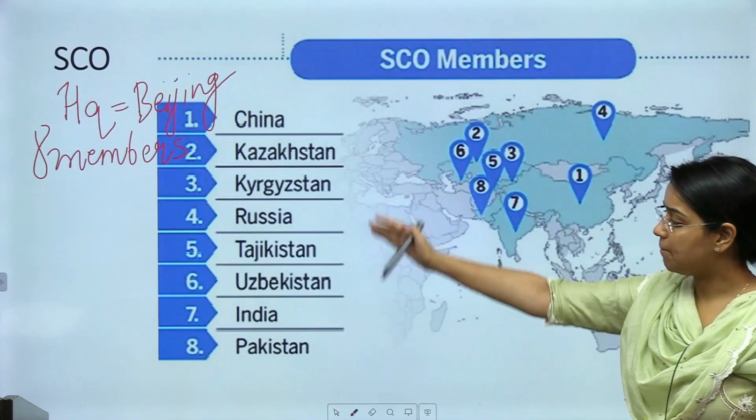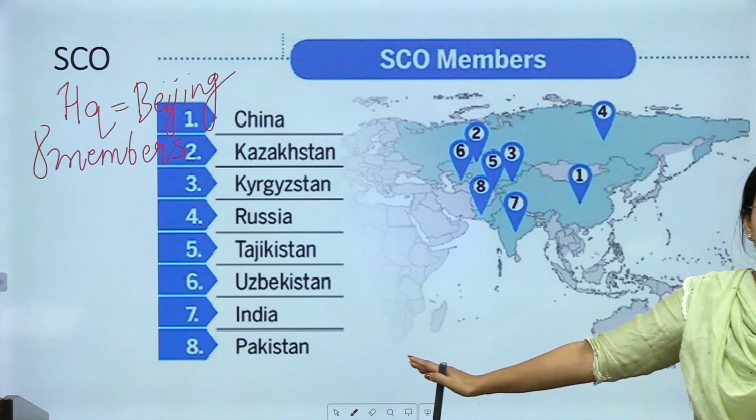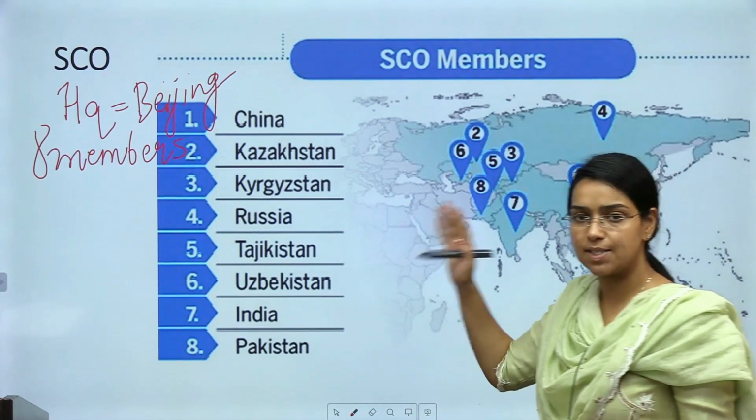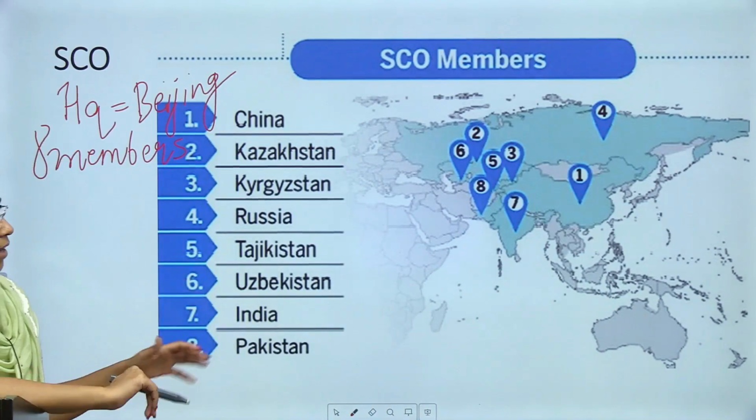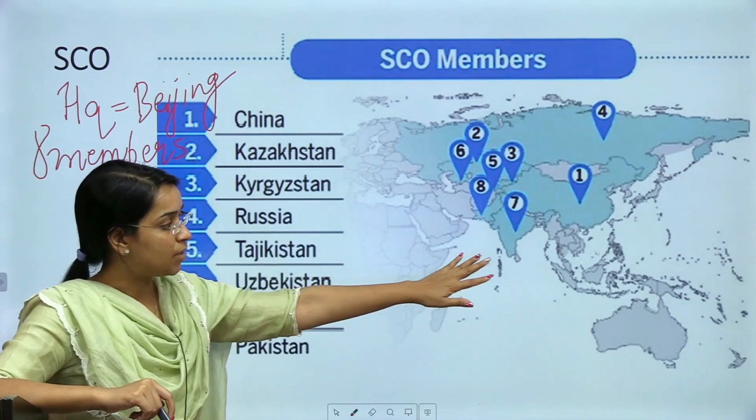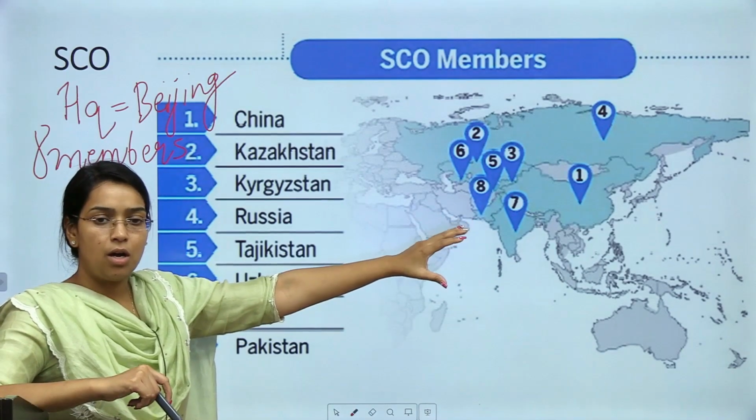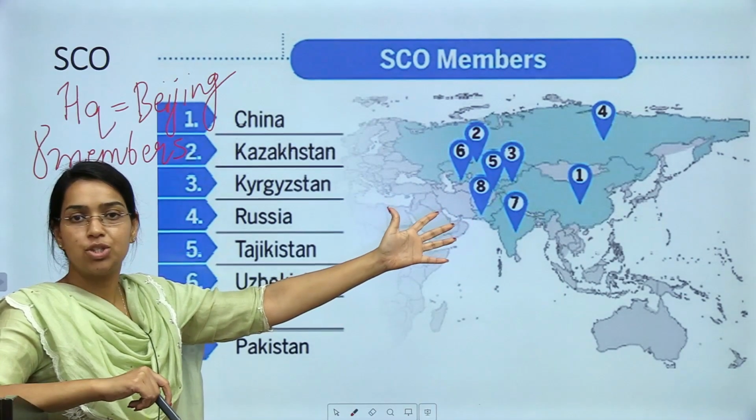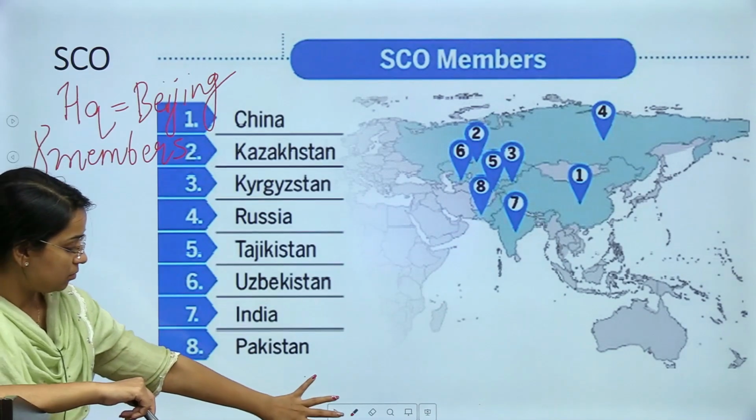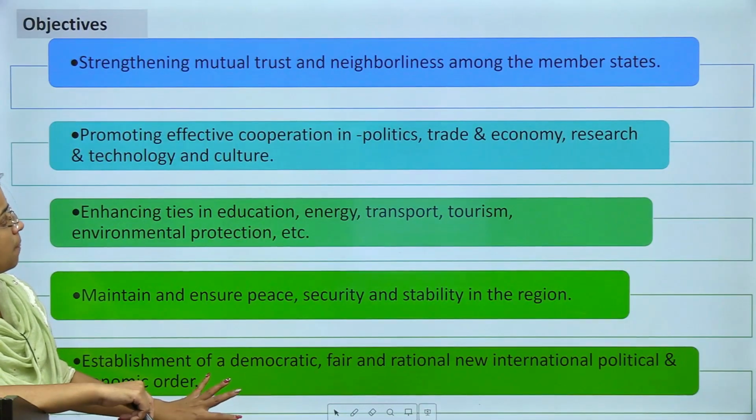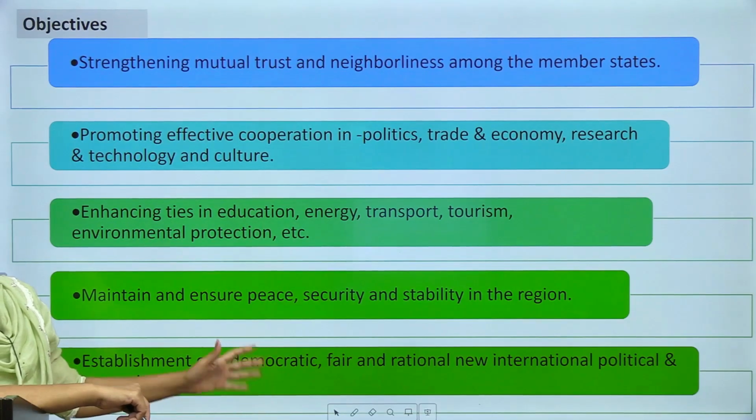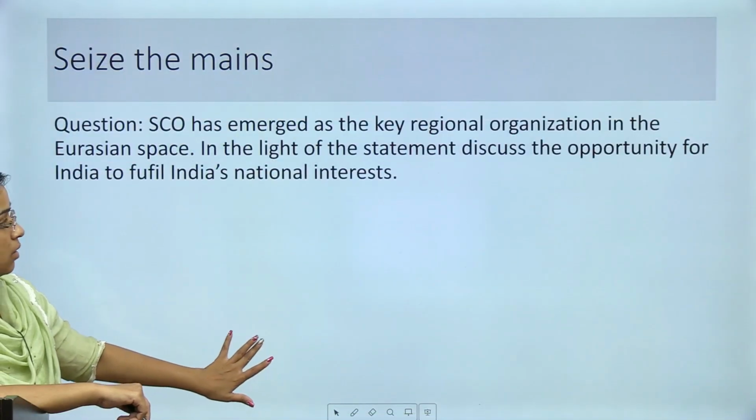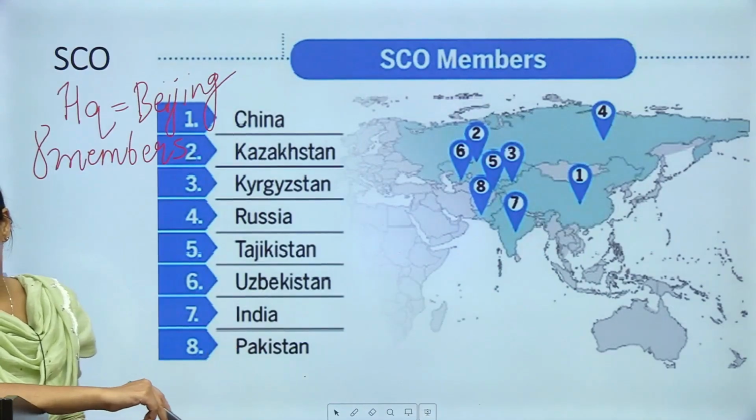Now these are the members, as I have already told you. इनको याद रखो, इन पे question आ सकता है. In a series the new members were added, so उस तरीके से भी आप याद कर सकते हैं, right. This is the geographical representation of the members, right. Now objectives, all the objectives that I discussed, these are the part, right.